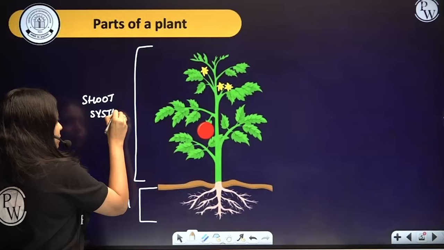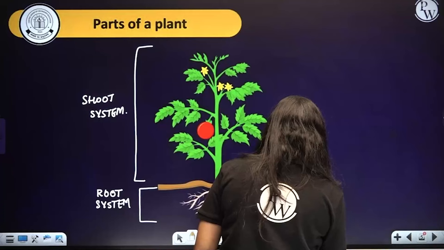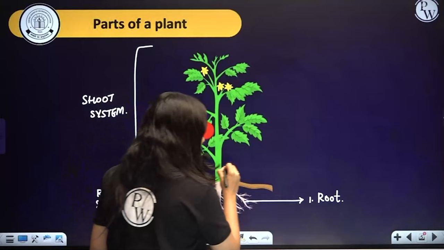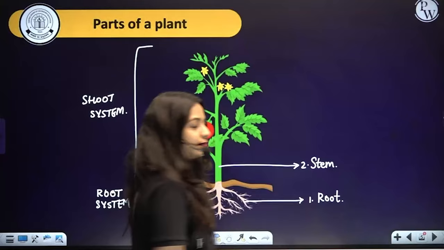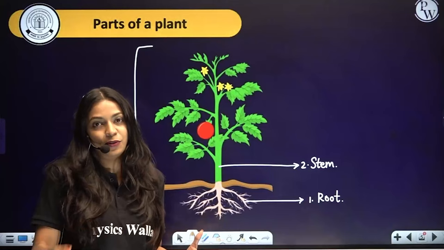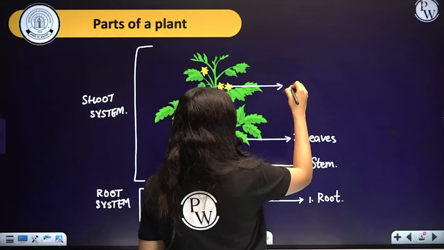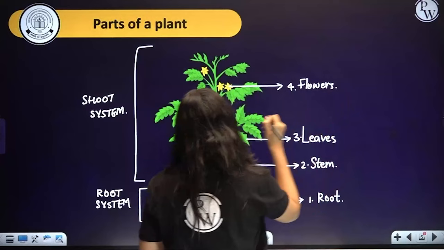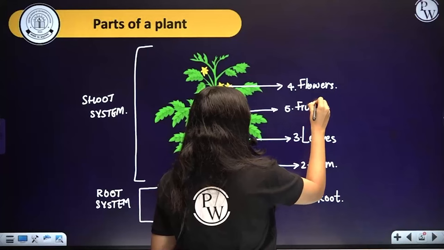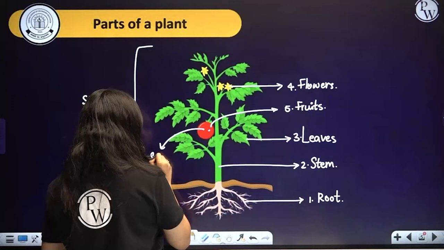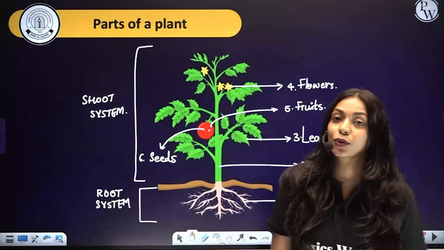So below the soil, we have the root. Above the soil, we have the stem. And in the stem, you have a main central axis and this will bear branches, leaves, flowers and fruits, right? So in the stem, you can find leaves, flowers, fruits. And within the fruits, obviously, you will find the seeds, right?